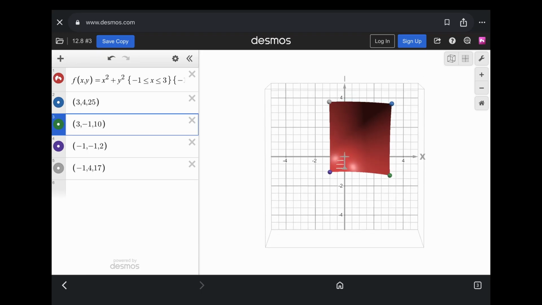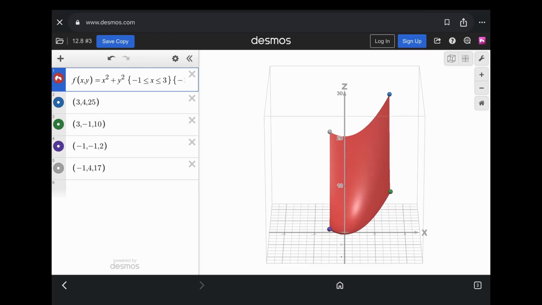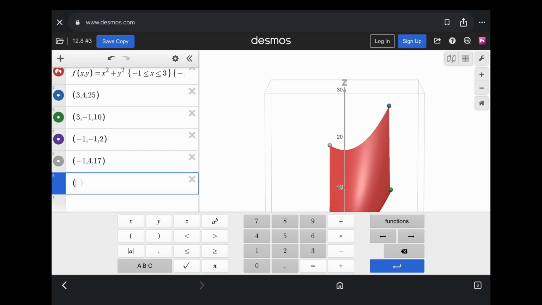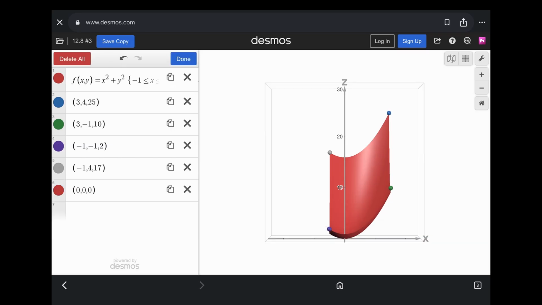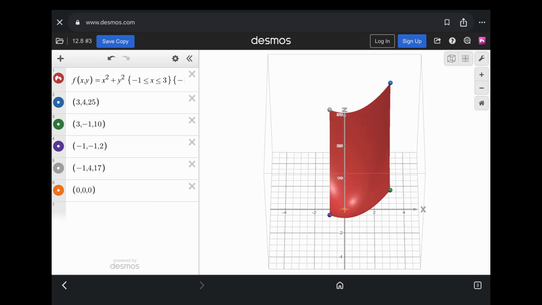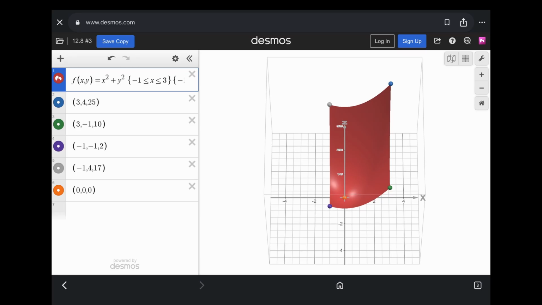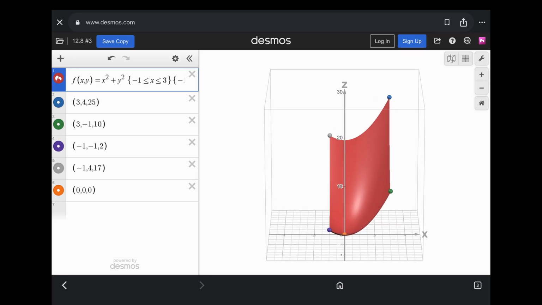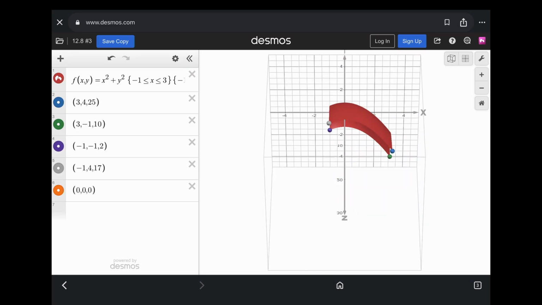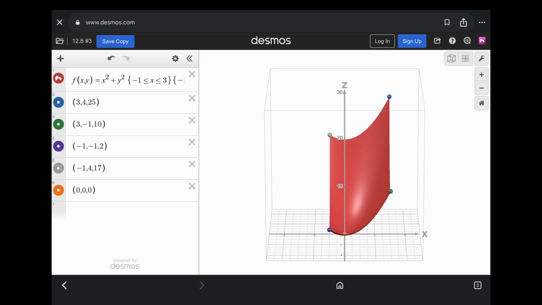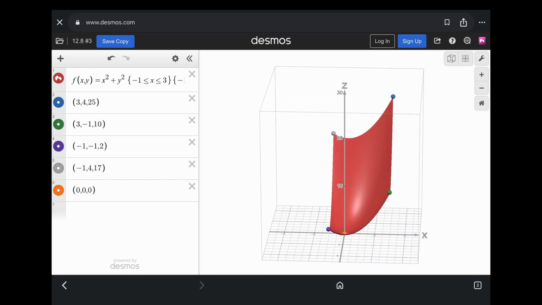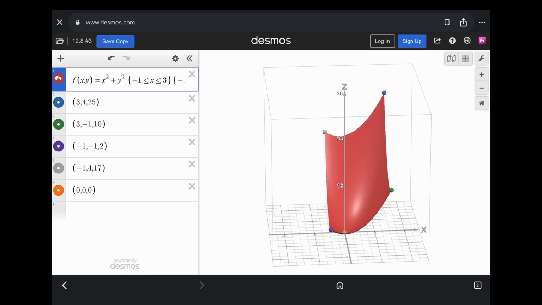This radius isn't as large, it'd be like root 10. This radius is going to be root 2. This radius right here is root 17. This is root 25, the largest. However, at the origin, which is going to be (0, 0, 0), red's not the best color, so let's just use orange instead. Orange right here is our global min, because if we did (0, 0, 0), that's the lowest value on this interval.